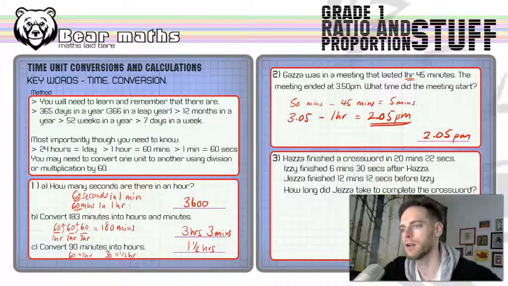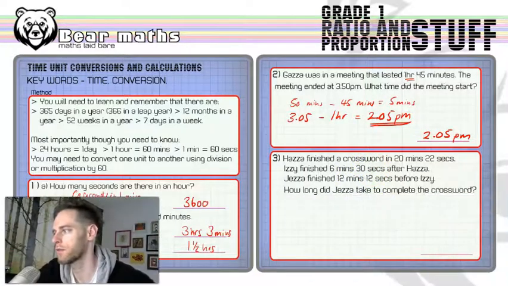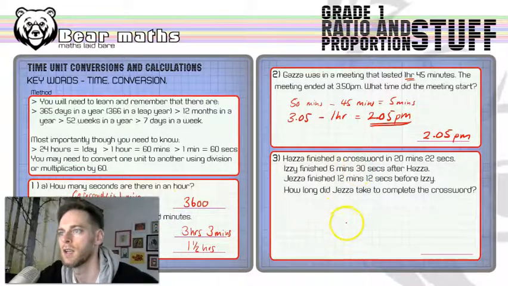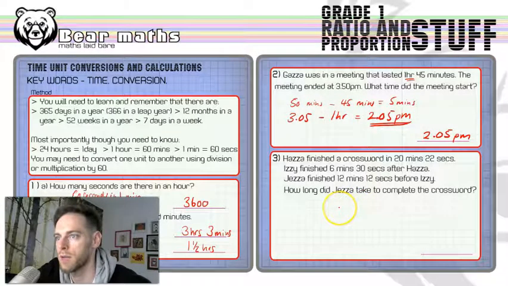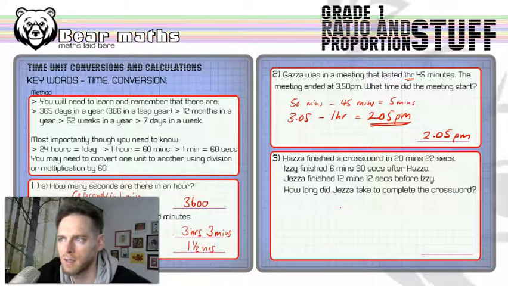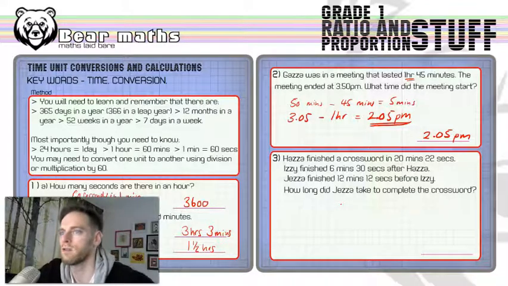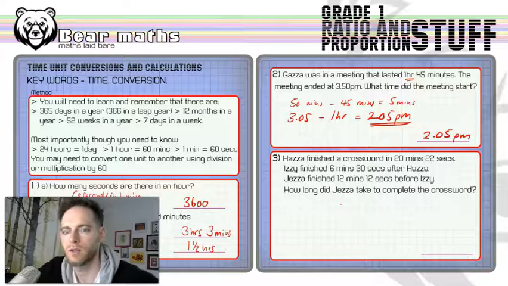Now let's look at the third question, third and final one for the first video in the ratio and proportion section. Hazza finished a crossword in 20 minutes, 22 seconds. Izzy finished 6 minutes and 30 seconds after Hazza did. Jezza finished 12 minutes and 12 seconds before Izzy did. How long did Jezza take to complete the crossword? Very complicated sounding question, that one.